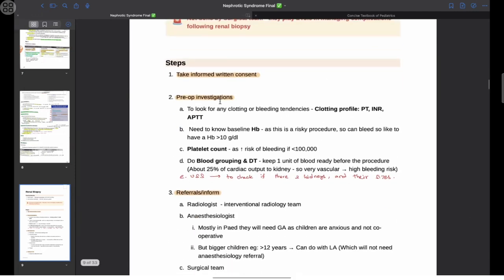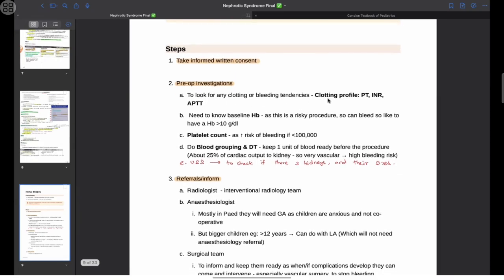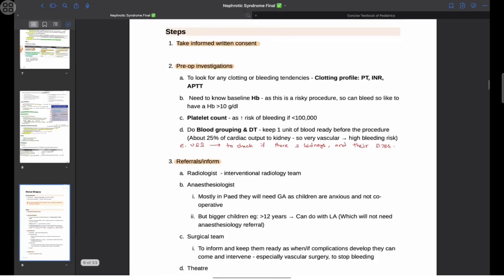So steps are: you take written informed consent, then pre-op investigations, you're looking for any clotting or bleeding tendencies, because it is an invasive procedure and you might expect the patient to bleed. So you have to do a clotting profile, you do PT, INR and APTT. You need to know the baseline hemoglobin, because there can be a procedure with a high amount of bleeding. Check the baseline hemoglobin, and we prefer to go for biopsy if there's a baseline hemoglobin of more than 10.